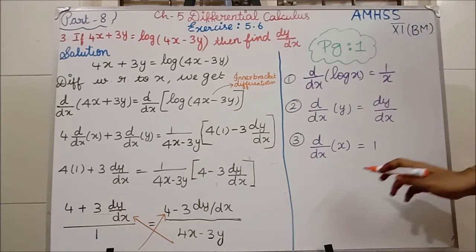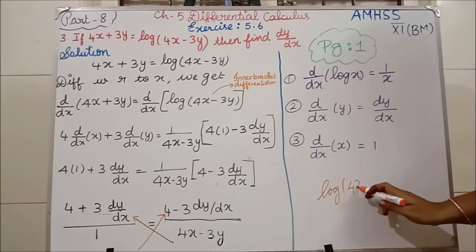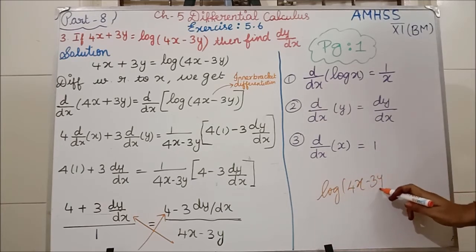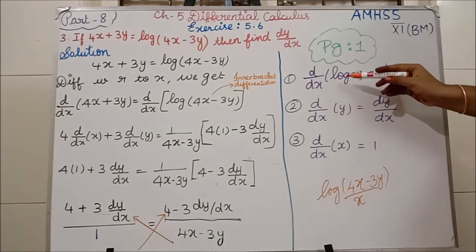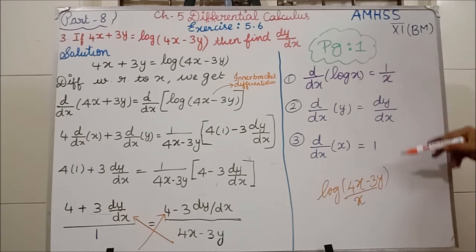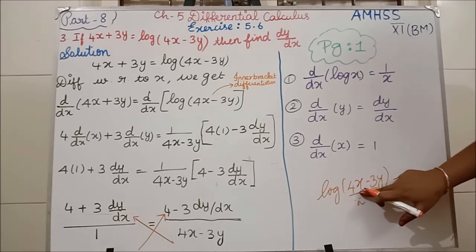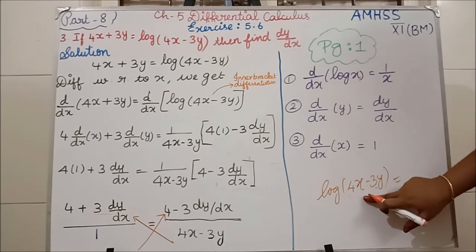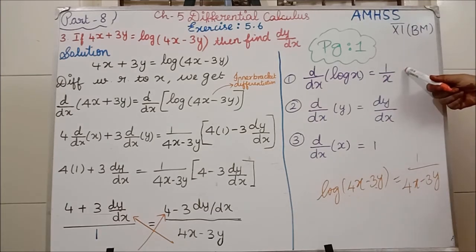See, we are having log (4x minus 3y). This full expression you consider as x. According to the formula, log x means 1 divided by this x. Don't think that it is divided; that full value we are taking as x. So we can write 1 divided by (4x minus 3y). Clear, students? According to this formula.